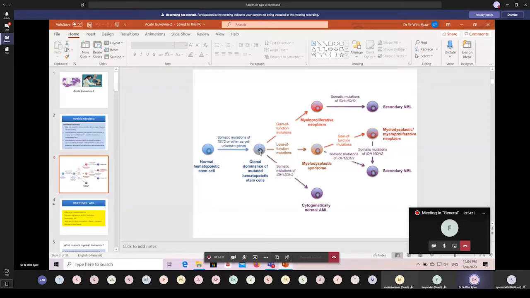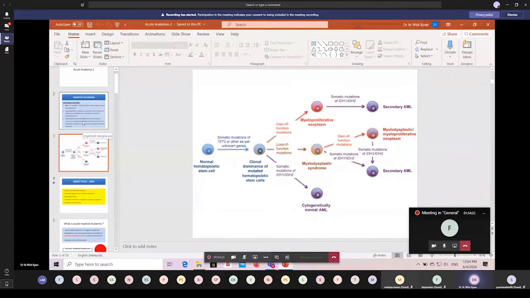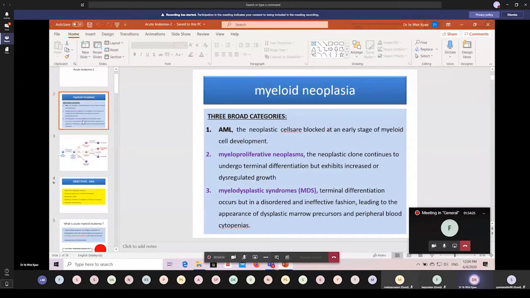If PR is normal, then loss of function mutation causes MDS; if gain of mutation, MDS; if somatic mutation in this gene, it can cause AML. So myeloid neoplasms have 3 categories. I am now teaching AML only, acute myeloid leukemia. AML, MPD and MDS are the assignment.